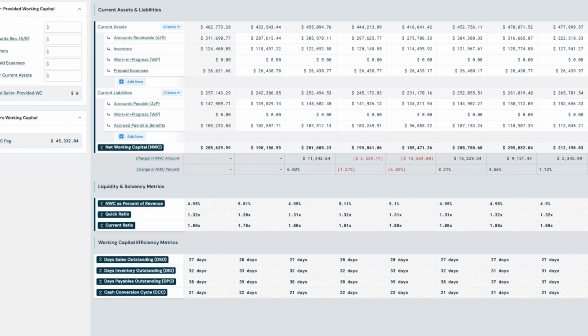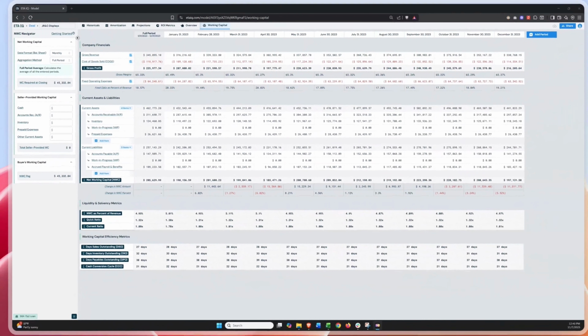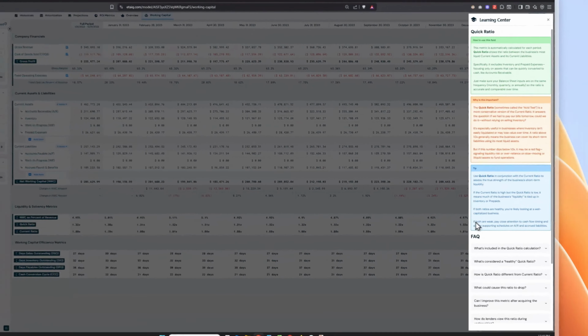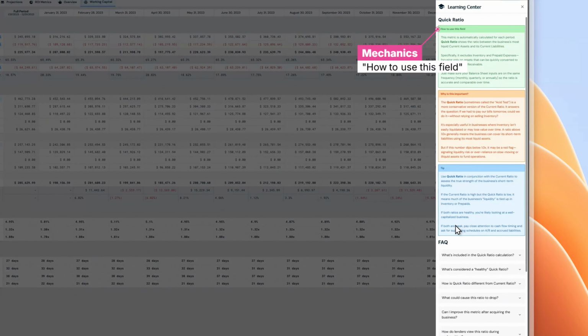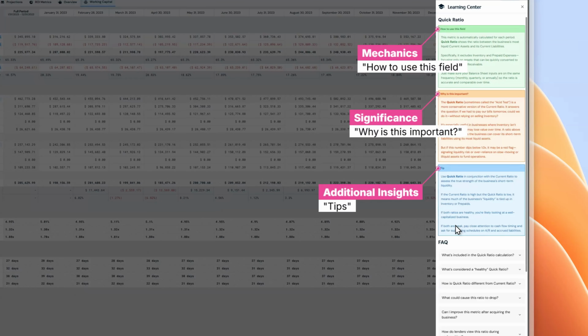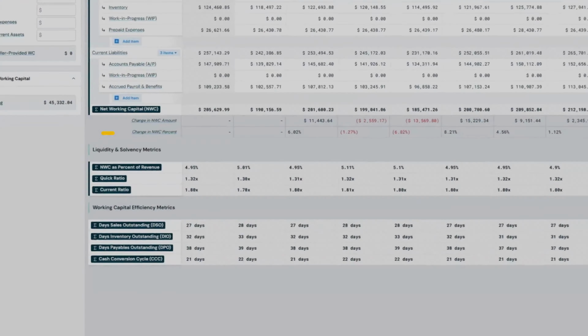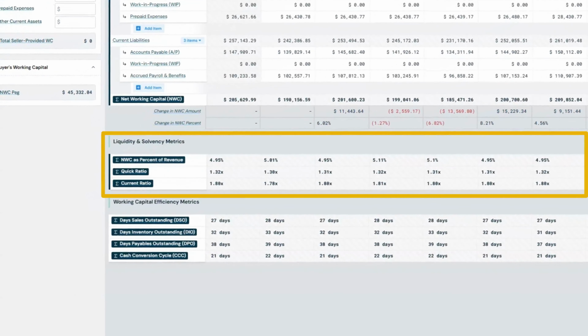And if you ever need a deeper explanation on any of these concepts, you can always click on any term to reveal a slide out with an explanation of how it works in the model, why it's important, relevant tips, and frequently asked questions. Together, these three metrics provide a quick, high-level view of the company's liquidity position, essentially its breathing room to operate day to day.